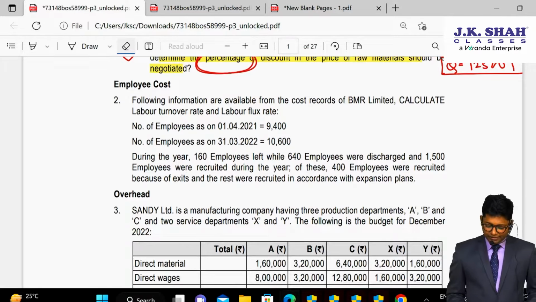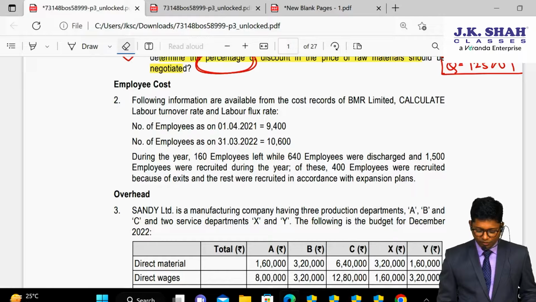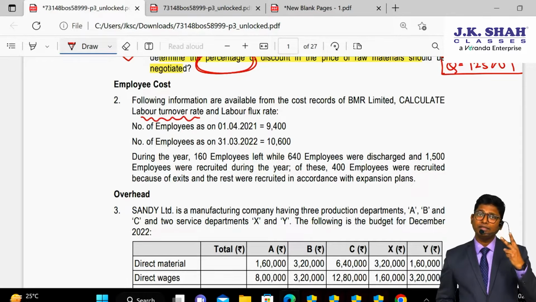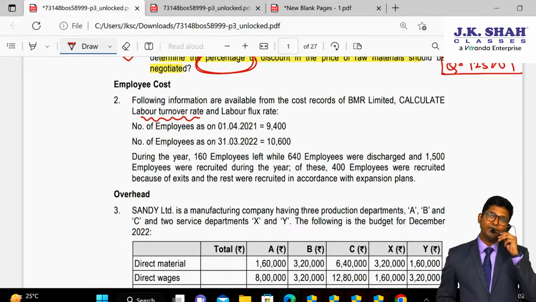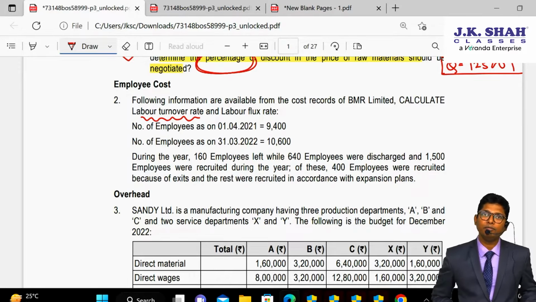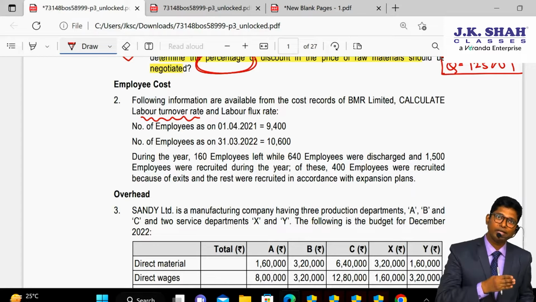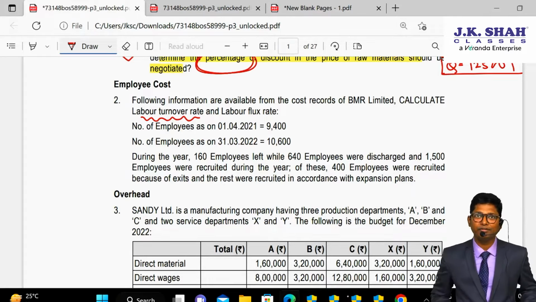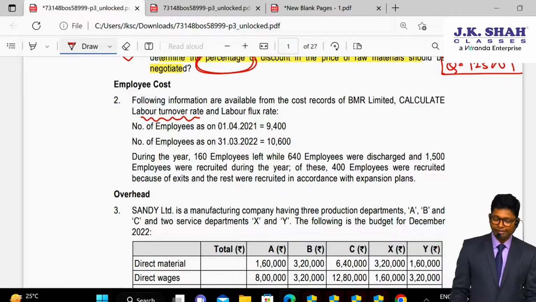Question number 2 says that the following information is available from the cost records of BMR Limited, and they are asking us to calculate labor turnover rate and labor flux rate. If the question asks you to calculate labor turnover rate, you should always use two methods. One is the separation method, the second one is the replacement method. In addition to that, labor flux rate we always compute by using two different formulas. One formula without considering new joinees and the second formula with considering joinees. Let's have a discussion on what data is given.